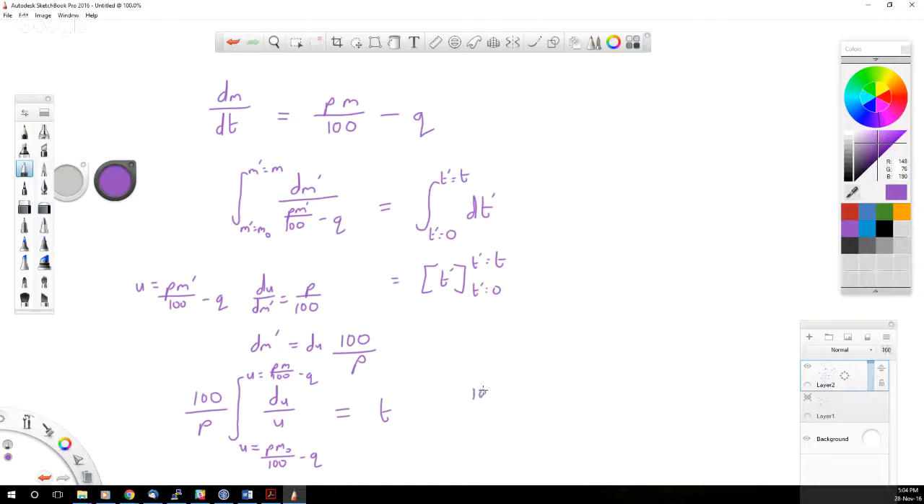We get 100 over p ln u with the same limits. And then you just have to rearrange to get your answer in terms of this M here.